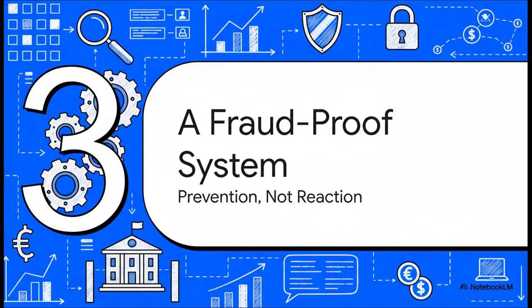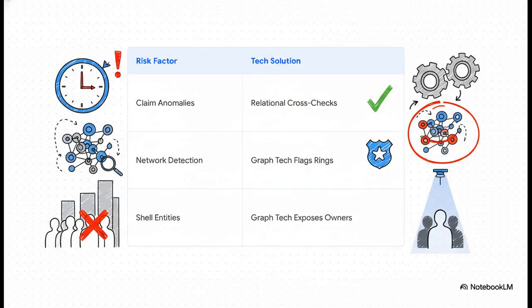Okay, so now we've got the tools. We can see the crime. The final step is putting them all together to build a system that doesn't just solve fraud after it's already happened, but actually shifts the entire approach to preventing it from happening in the first place. So let's break down how this whole system works.